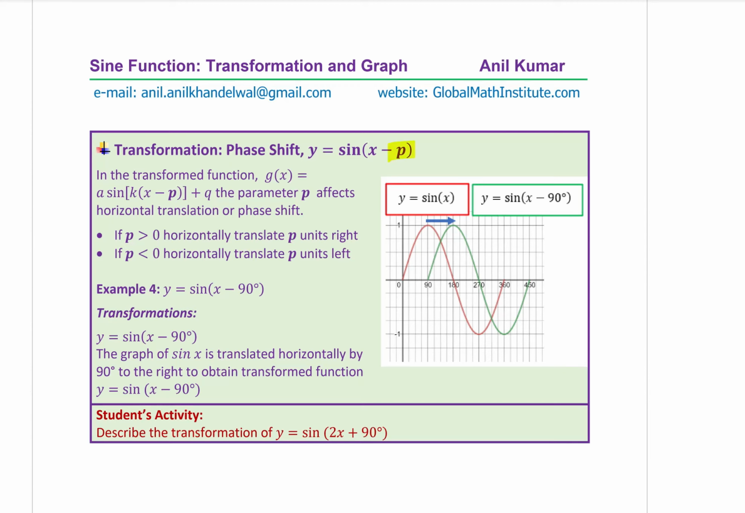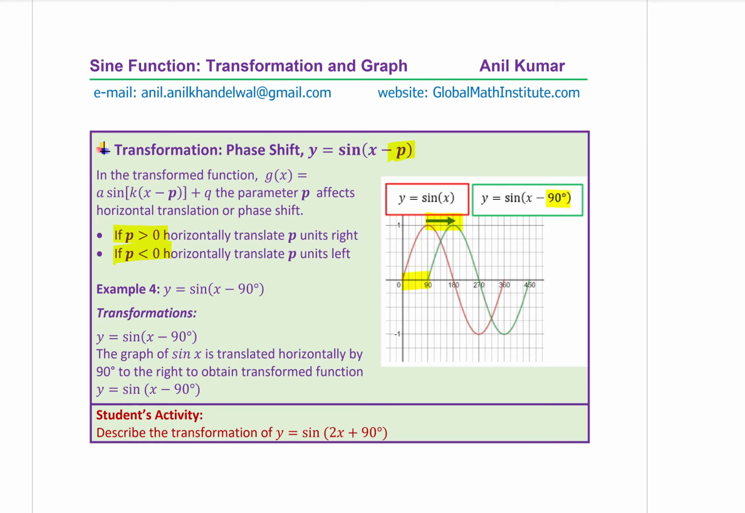Now let's consider the phase shift. With that, you will understand individually the effect of each parameter on the transformation. So phase shift P basically moves the graph left or right. If P is positive, then the graph moves right as shown here. The example for you is y equals sine of (x minus 90 degrees). So it moves right by 90 degrees, as you can see here, comparing the starting points or the maximum.